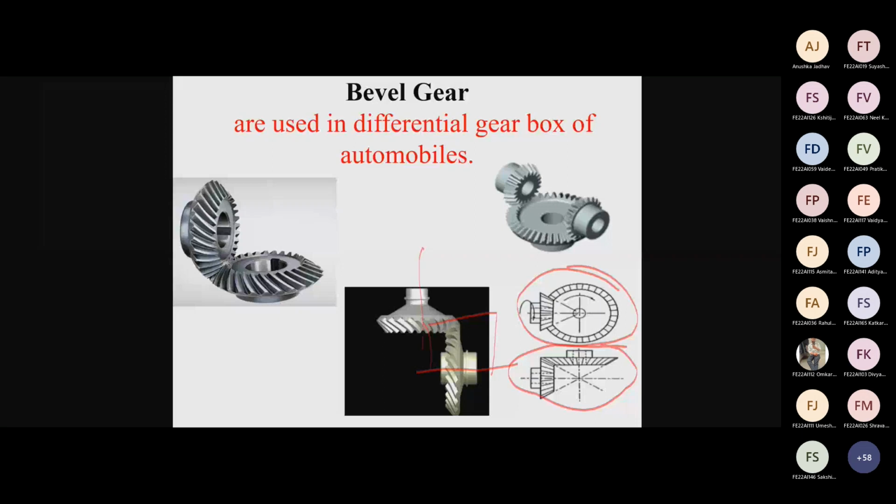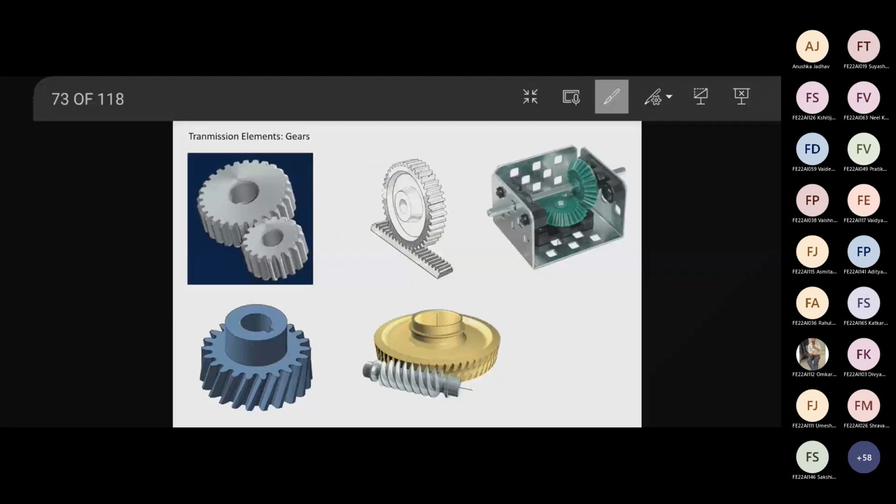Yes, what is this? What is this? Tell me. Helical gear. Spur gear. The type of gear is spur here because it is parallel to the axis. But what type of gear is this?